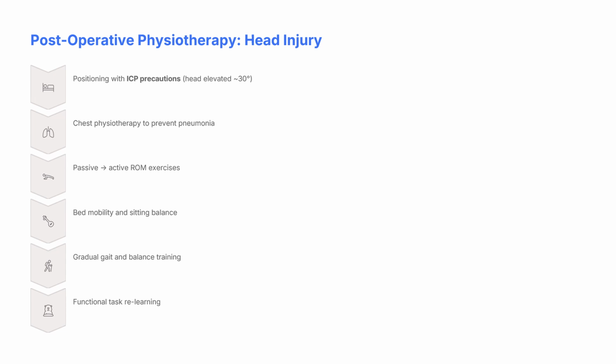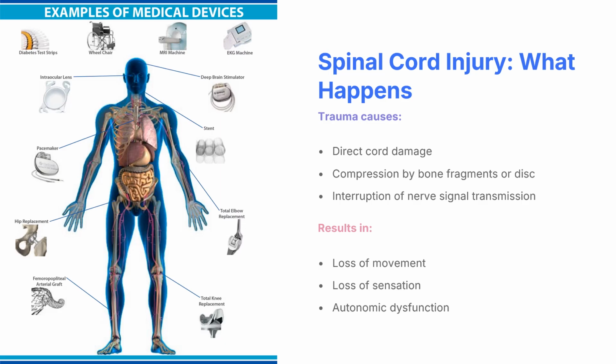Now, what happens in a spinal cord injury? Let's see. It occurs due to direct cord damage or compression by bone or disc. It interrupts nerve signal transmission, causing loss of movement, sensation, or loss of autonomic function. That is called autonomic dysfunction. So these are the spinal cord injuries, that means trauma to the spinal cord. Head we had completed. Now we are going to the spinal cord.